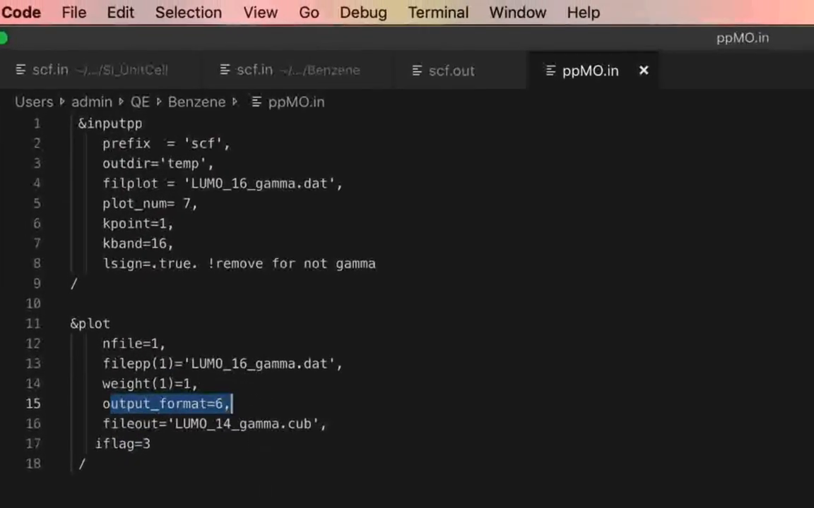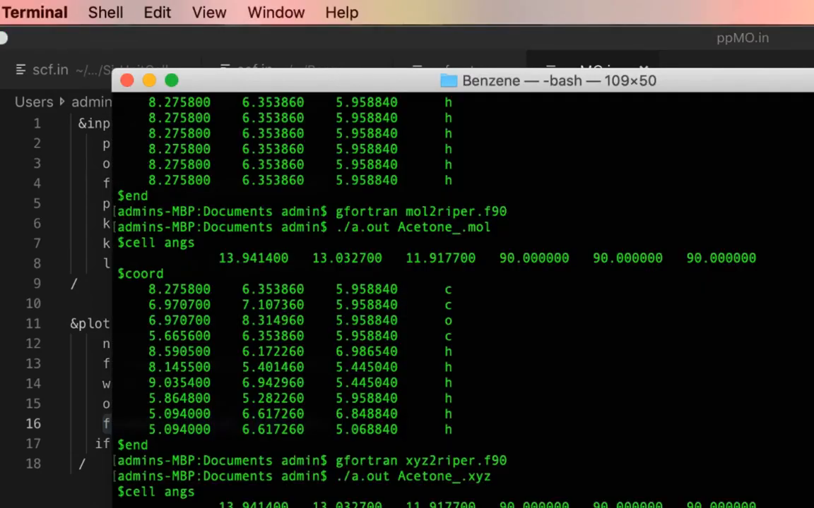There are a variety of other formats as well, but this one is the most convenient for me. And then fileout is the name of the output file that you'll be plotting or using with external software. And then iflag equal to 3 means that you're getting a 3D plot. You can also get 1D and 2D plots for several properties, but molecular orbitals are best represented using a 3D plot. So that's it, but now comes the catch when running a calculation such as this.